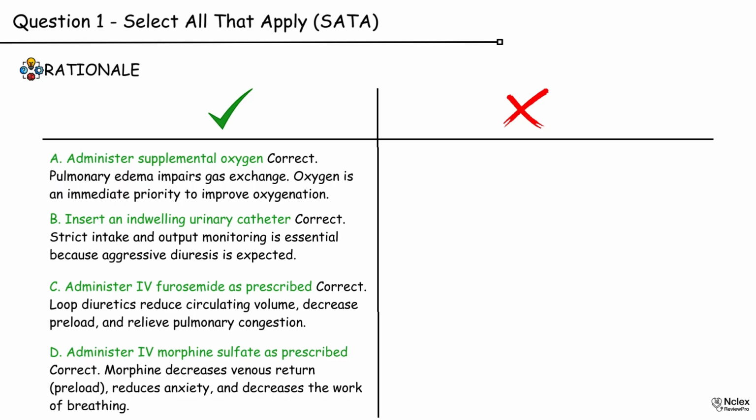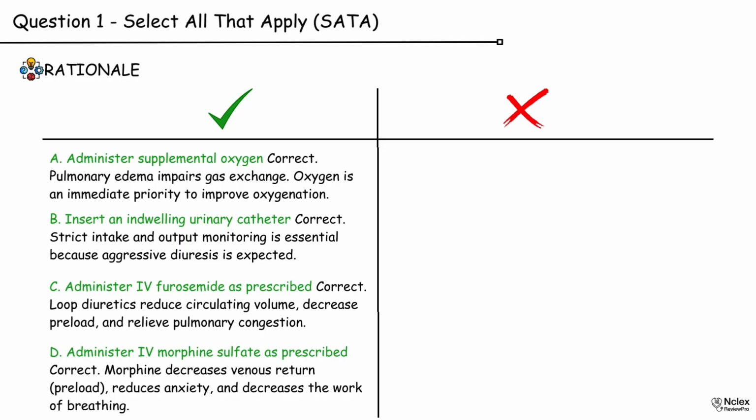Option B, insert an indwelling urinary catheter, is appropriate because this patient is about to receive aggressive diuresis. You need strict intake and output measurement to evaluate response and prevent worsening overload. Option C, give intravenous furosemide, is correct because it reduces intravascular volume, decreases preload, and pulls fluid off the lungs. Option D, give intravenous morphine, is included because it can reduce venous return, lower preload, and reduce anxiety and work of breathing. On NCLEX, morphine is recognized as a supportive intervention in severe pulmonary edema, especially when anxiety and respiratory distress are significant.